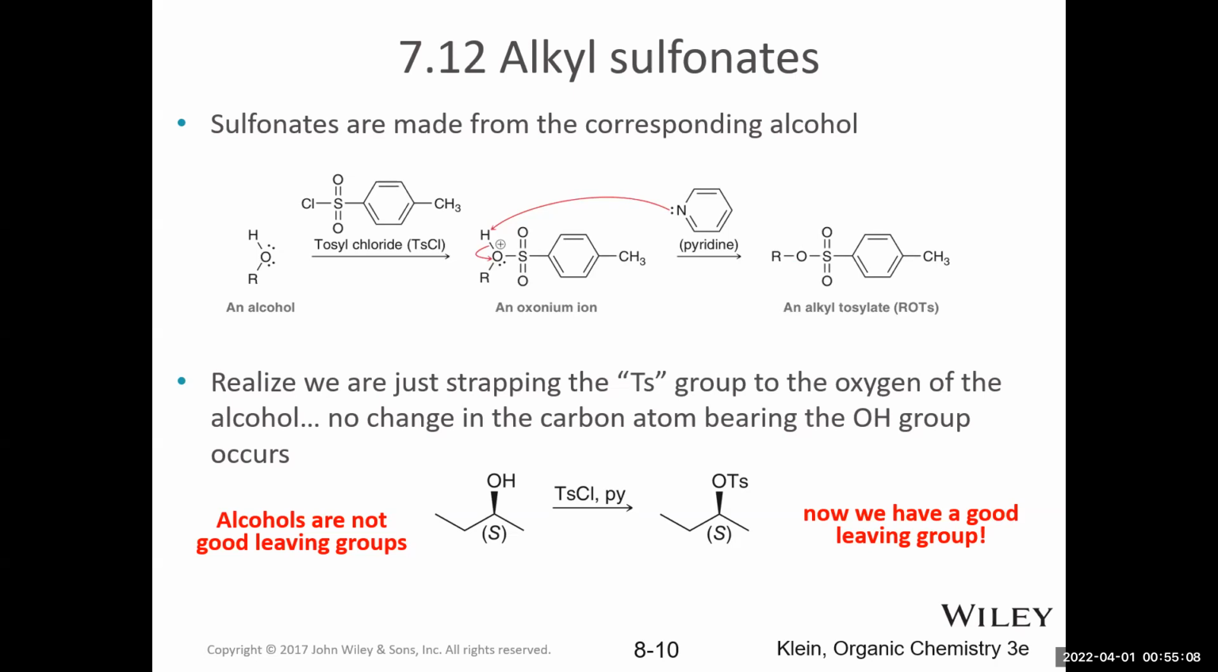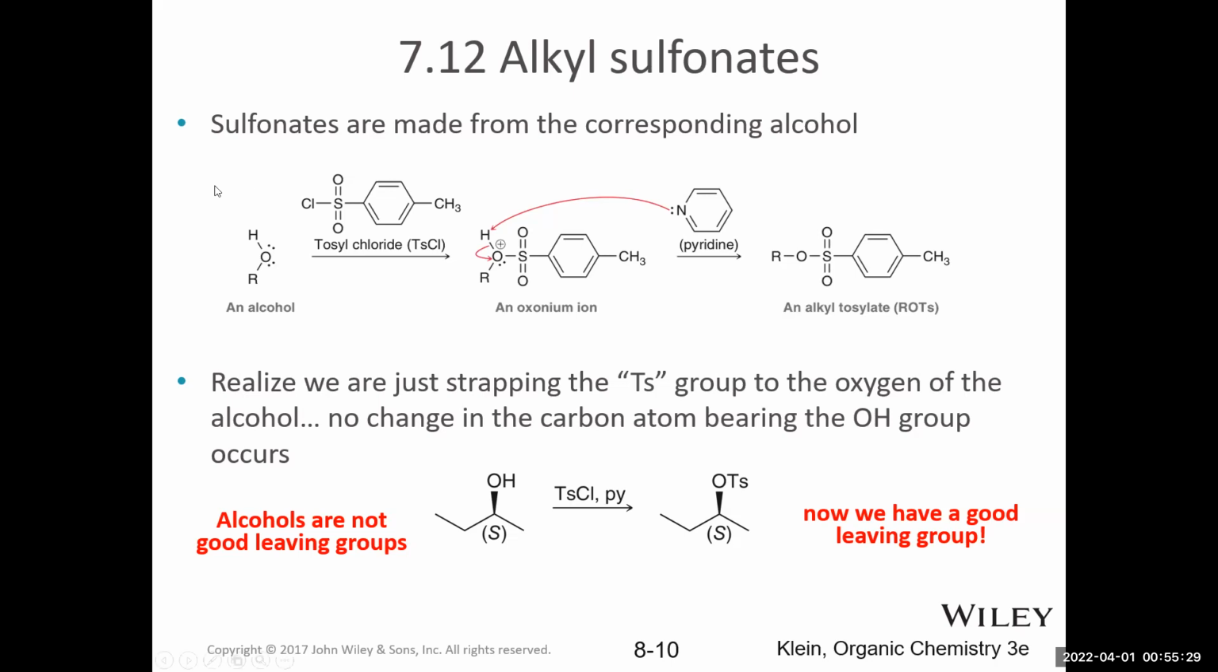Most people know that hydroxide is a strong base, and I just told you that good leaving groups are weak bases. So hydroxide is actually a poor leaving group, but we can convert it into a good leaving group if we convert it to a mesylate, tosylate, or triflate.